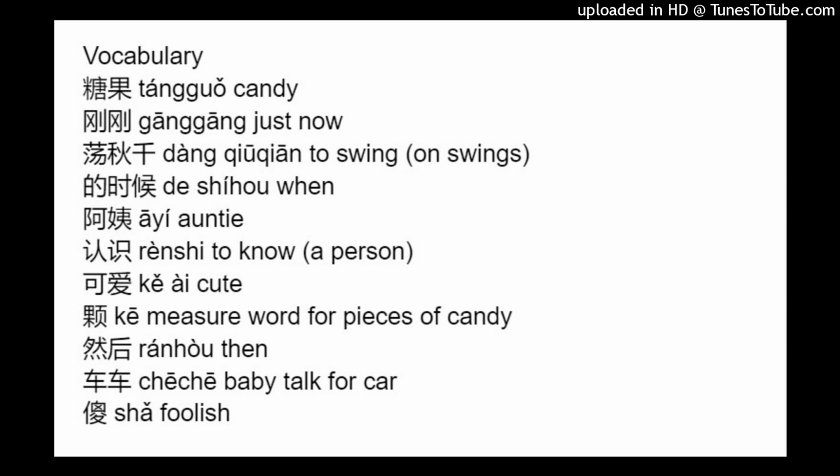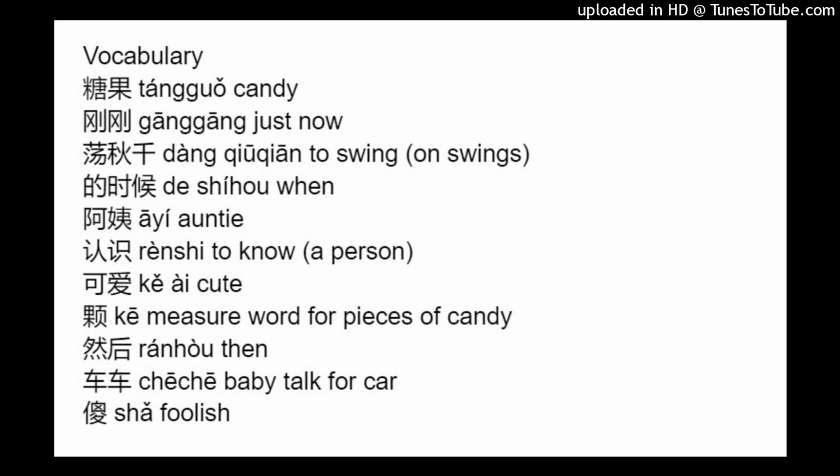So then later he says 我不认识她，她说我很可爱, and then says 就给我一颗糖。就给我 is a really interesting grammatical structure in Chinese. 就给我, it's not just 给我, but it's 就给我. And in English we would just say, and then just gave it to me. Okay, so that's kind of an interesting structure there.